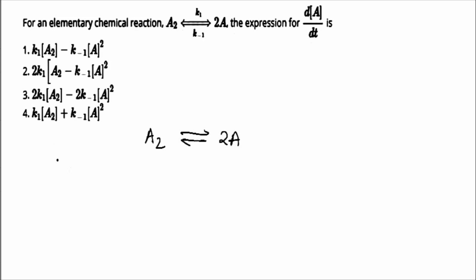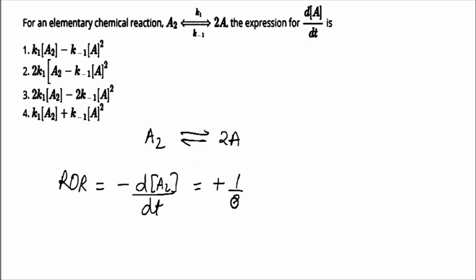So rate of reaction is equal to change in concentration divided by time. So rate of reaction is equal to minus dA2 by dt. Here the negative sign represents that A2 is decreasing with respect to time, and plus half dA by dt. And here positive comes because A is increasing with respect to time, and 2 represents the stoichiometric coefficient.